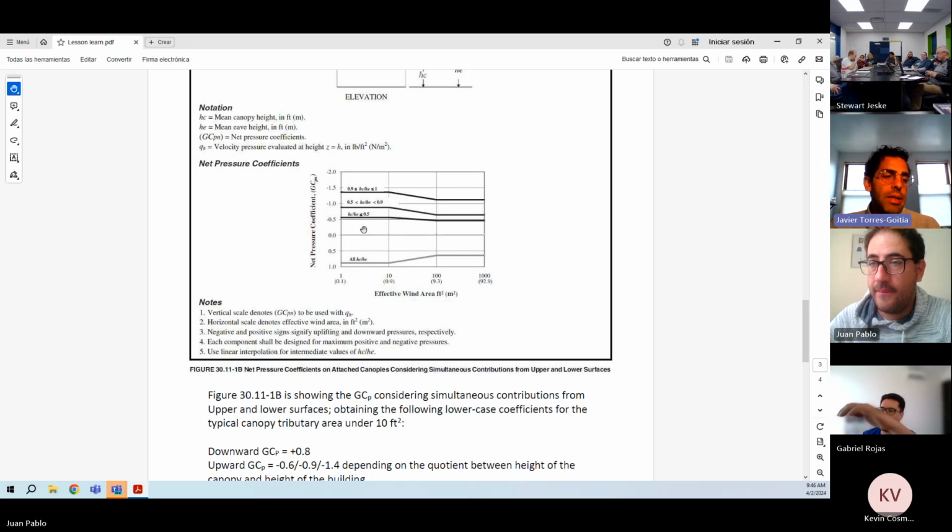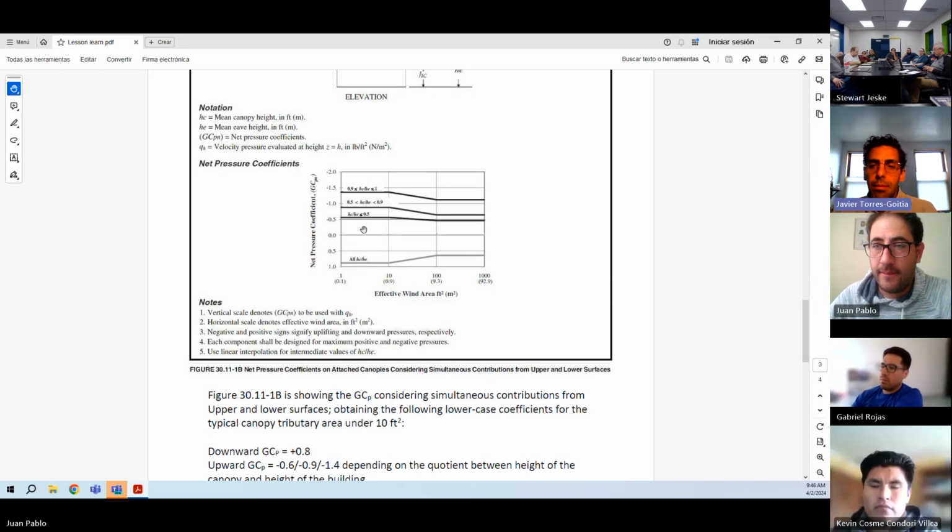A number of people in the office have worked on the Chipotle canopies, which have a bottom and a top surface. Maybe the cases where you have a top surface independent from a bottom surface are those sandwiched canopies, where you have components on the top and components on the bottom that somewhat act independently. But other than that, I think in most cases we would apply just the combined pressure and suction.